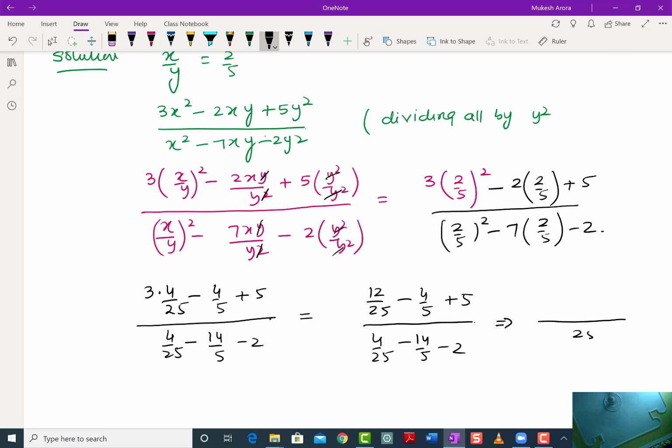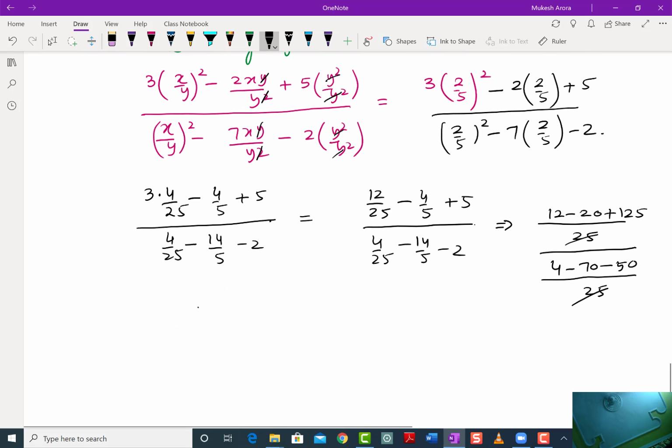LCM 25, this will be 12 minus 20 plus 125 upon 25 LCM, 4 minus 70 minus 50. This is cancelled. This is 105 and 12, 117 upon 116.